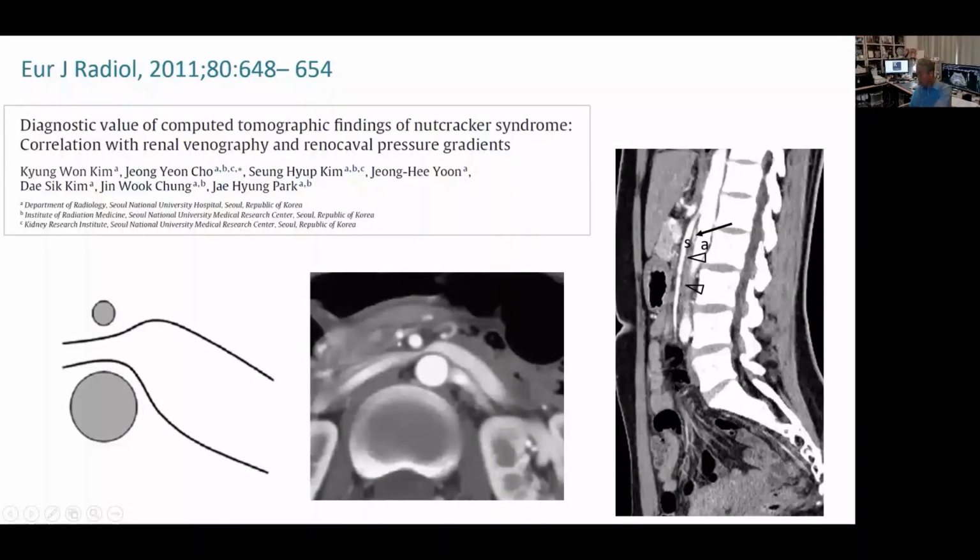In 2011, my colleagues published this article in European Journal of Radiology reporting the findings of Nutcracker phenomenon and Nutcracker syndrome in CT. This is a beak sign, and this is a narrow aortomesenteric angle described in this article.